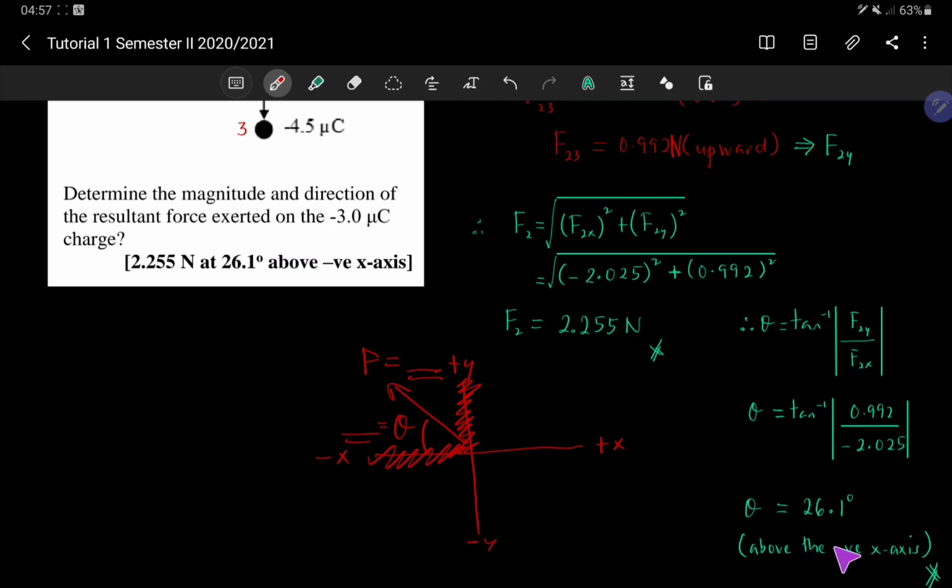Because 1 mark is normally given for this: 1 mark for the answer and unit, and 1 mark for the statement. Okay, remember that.